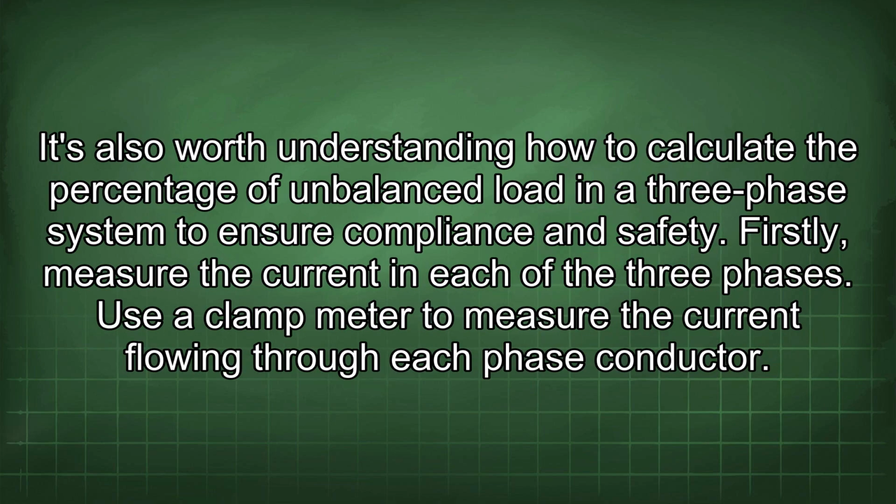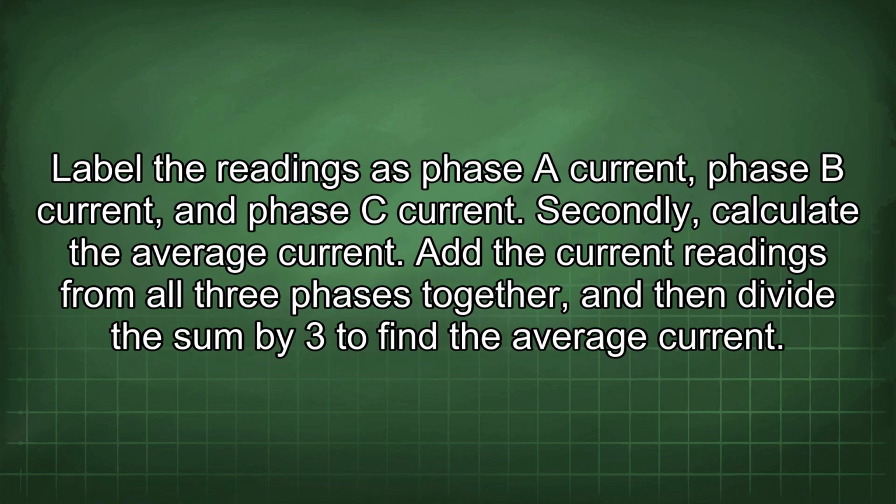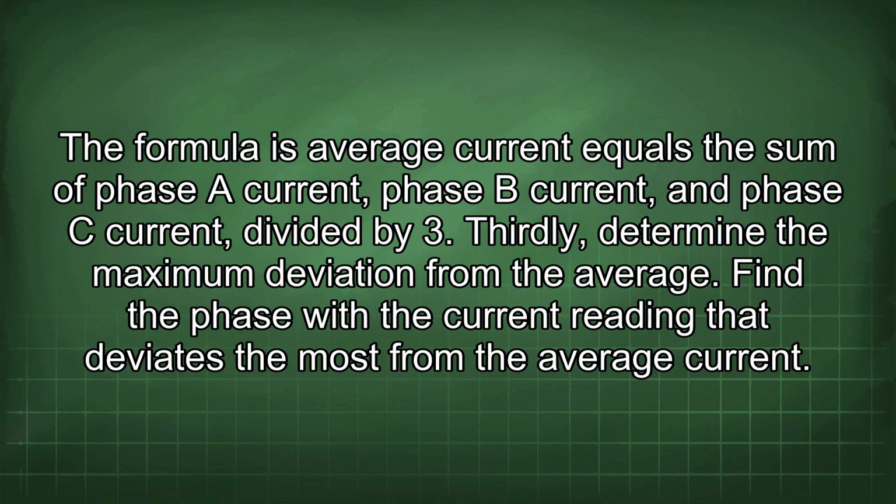It's also worth understanding how to calculate the percentage of unbalanced load in a three-phase system to ensure compliance and safety. Firstly, measure the current in each of the three phases. Use a clamp meter to measure the current flowing through each phase conductor. Label the readings as phase A current, phase B current, and phase C current. Secondly, calculate the average current. Add the current readings from all three phases together, and then divide the sum by 3 to find the average current. The formula is average current equals the sum of phase A current, phase B current, and phase C current divided by 3.